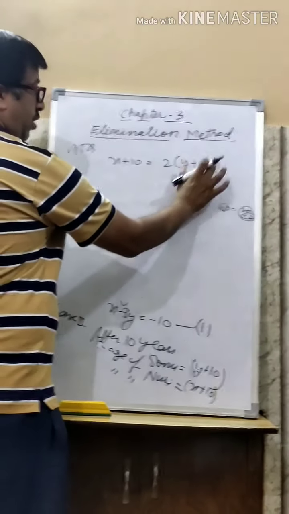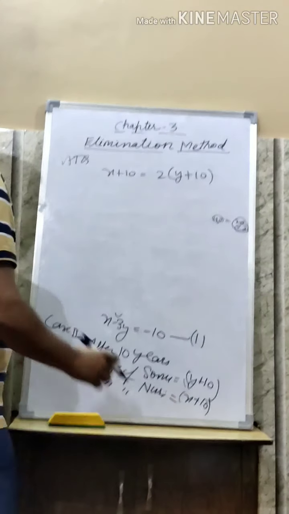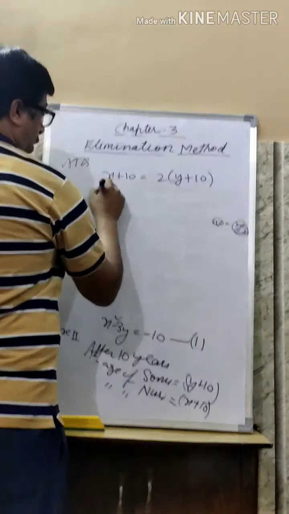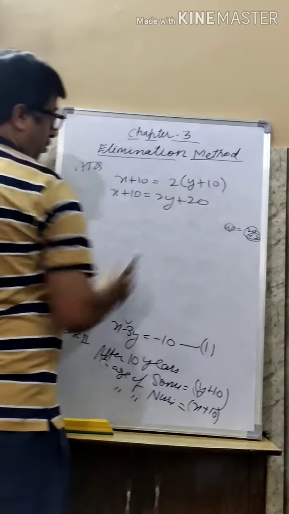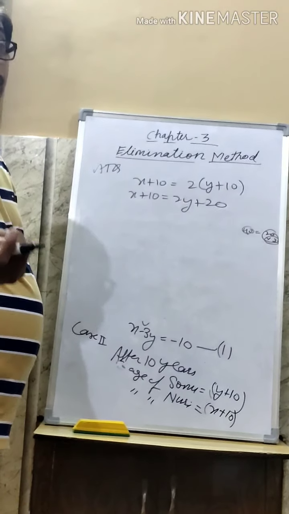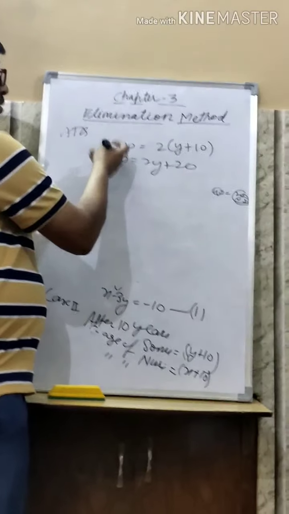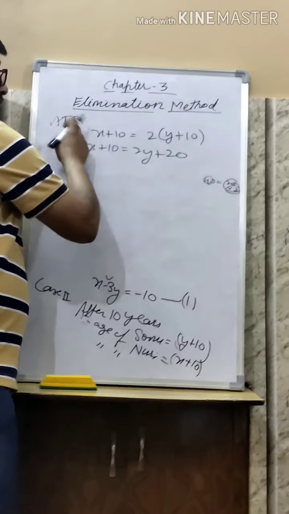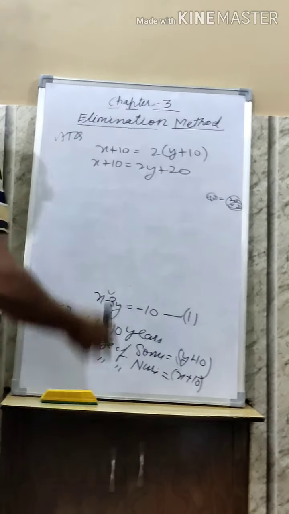Then I will take 2 with the age of Sonu to balance the equation. Understand? So now simplify 2y plus 20. This is a problem. Sometimes you are making the equation and it is wrong. Why wrong? Because in a hurry, you are saying Nuri is double, then you are taking 2 with this. Then the equation is wrong, and the wrong answer will come.